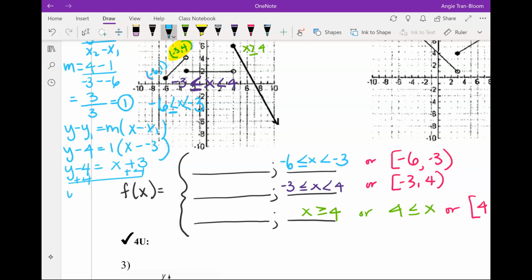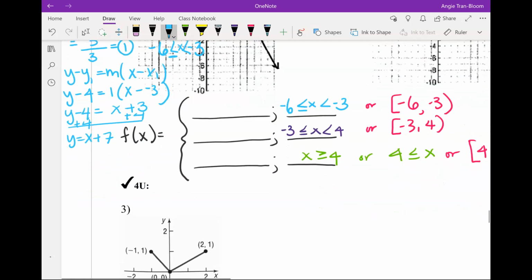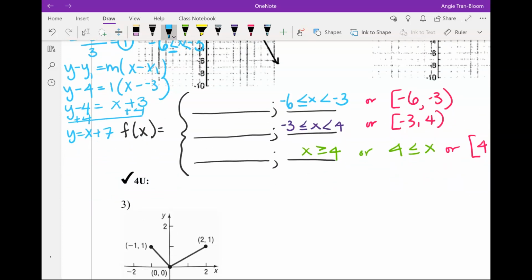All right. Then y equals x plus 7. Okay, we're done with piece number 1. What would you write on that very first line? Is it y equals x plus 7 or the whole thing? Just what? x plus 7.